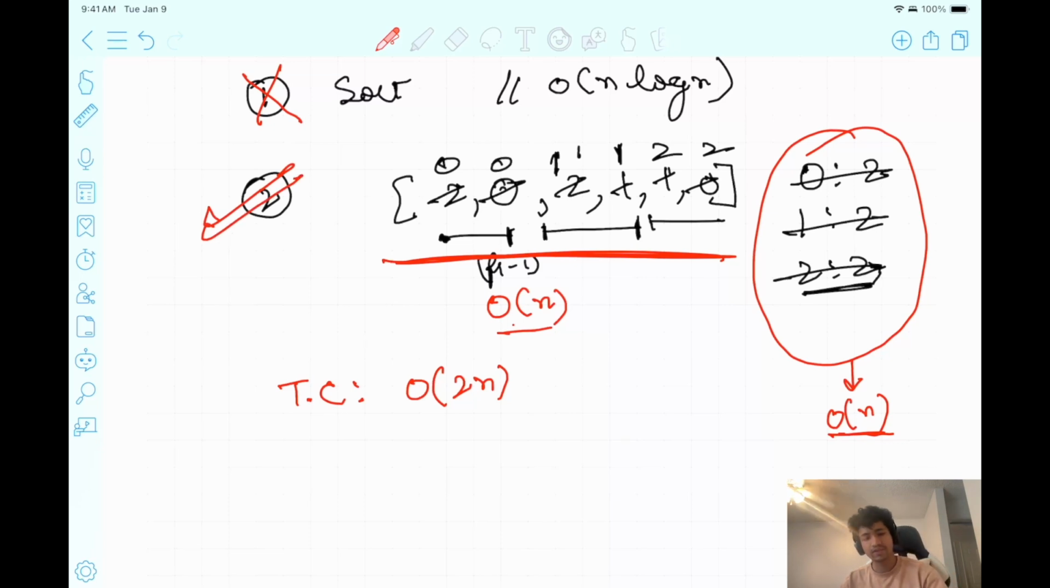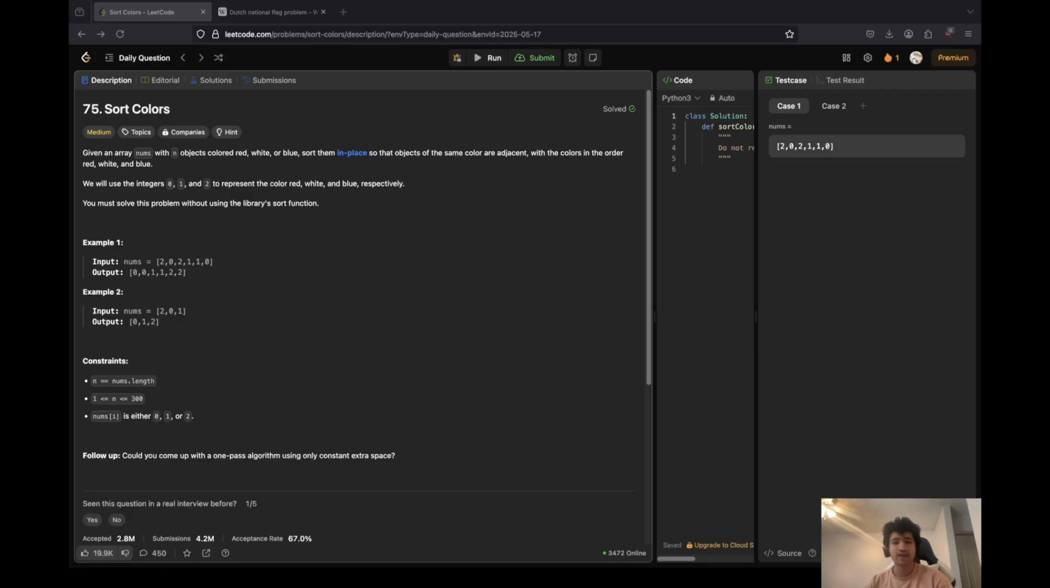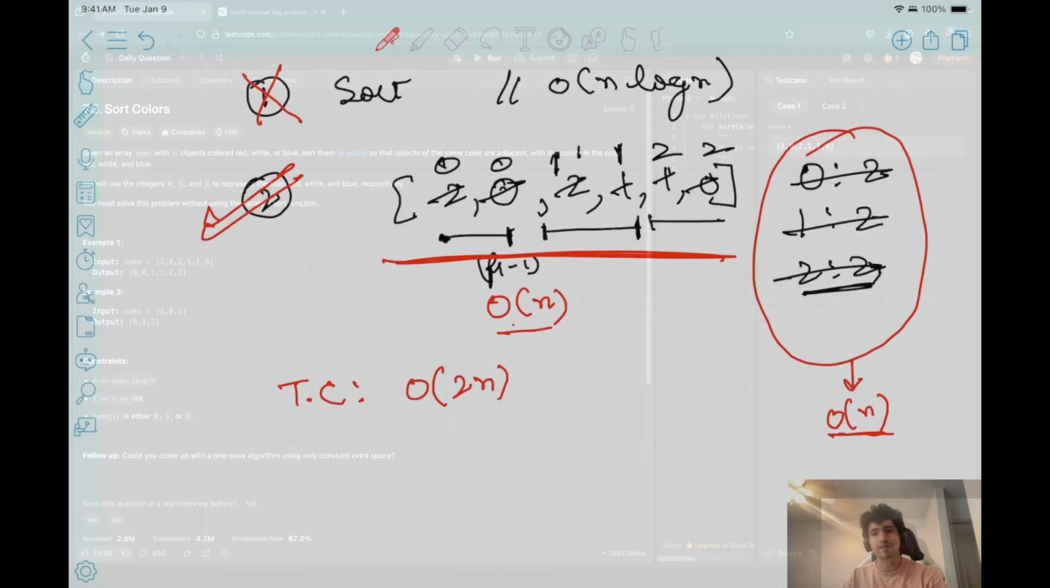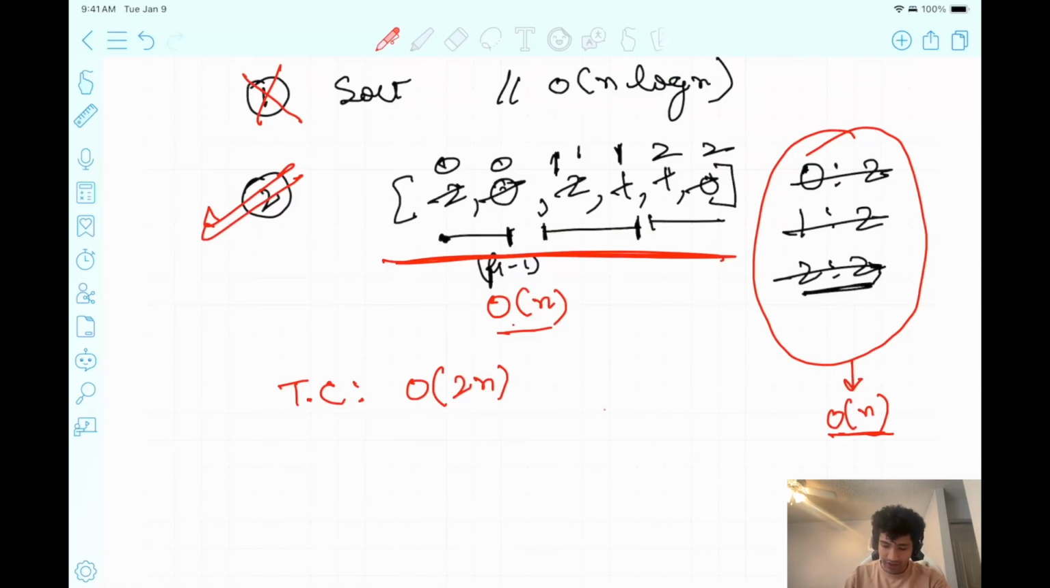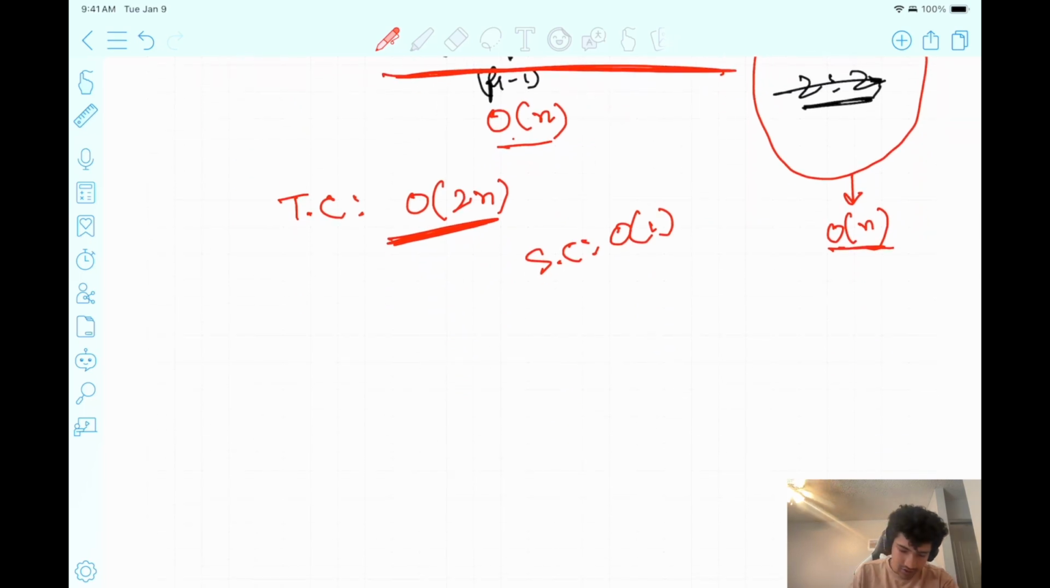And so one of the follow-ups that is mentioned in the LeetCode question says, can you come up with a one pass algorithm using only constant extra space, right? So we are using constant extra space over here, but we have a two pass algorithm, right? So we need to come up with an algorithm that basically gives you an in-place modification of the nums array in just a single pass, right?